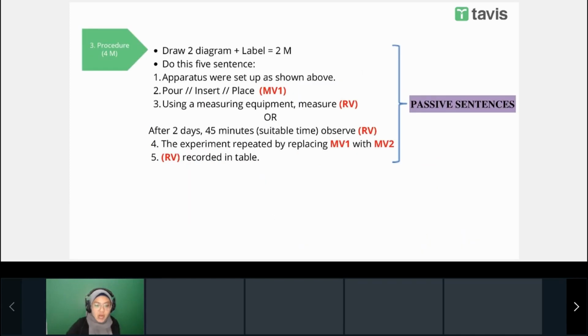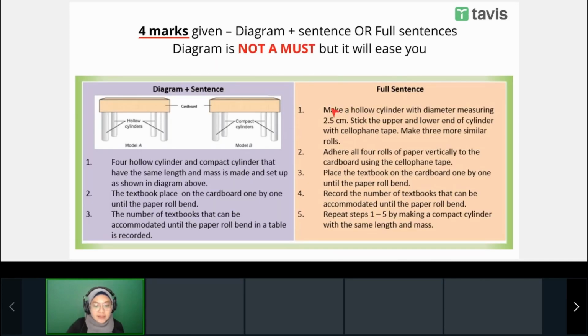Okay, procedure and method. How to get a full 4 marks for the procedure? You have an option to draw a diagram and write your sentences, or you can use full sentences. As for me, I like students to draw a diagram. Just draw a simple diagram, no need to shade it. This is not art class, it is science class. Please draw a simple diagram comprising a hollow cylinder and another one, the compact cylinder. Then you can simply write, the apparatus and the materials are set up as shown above.